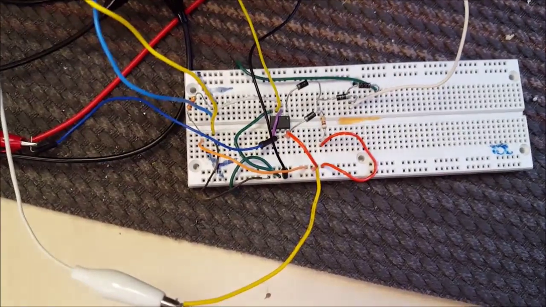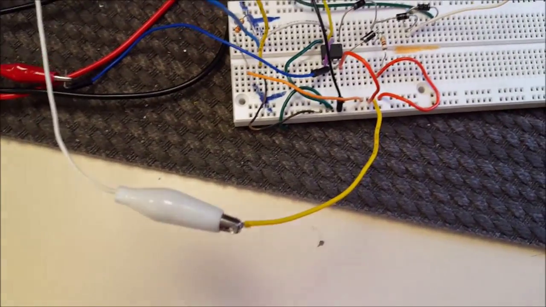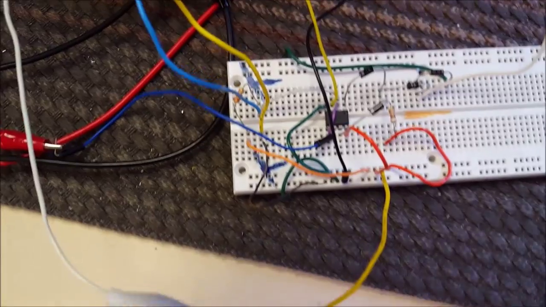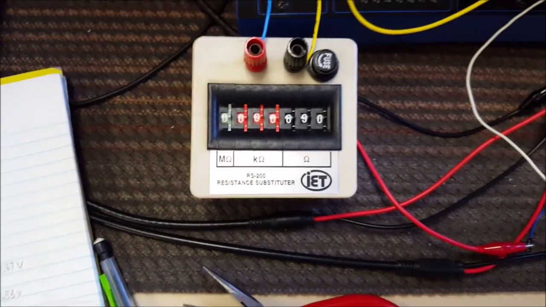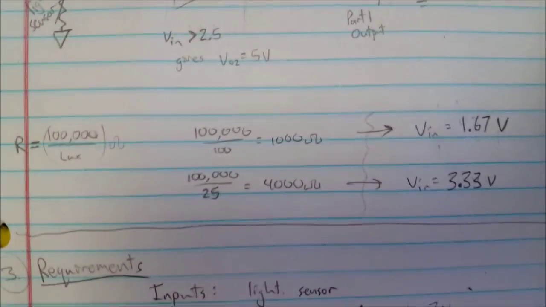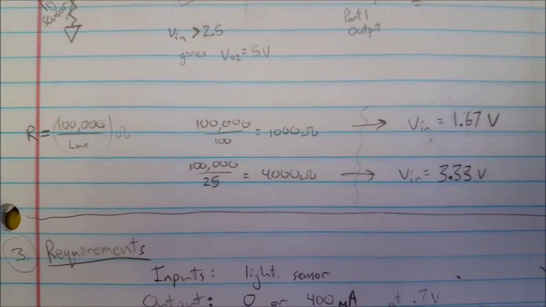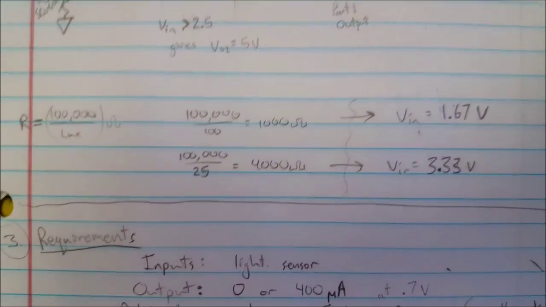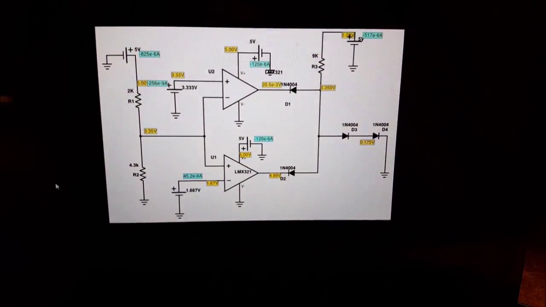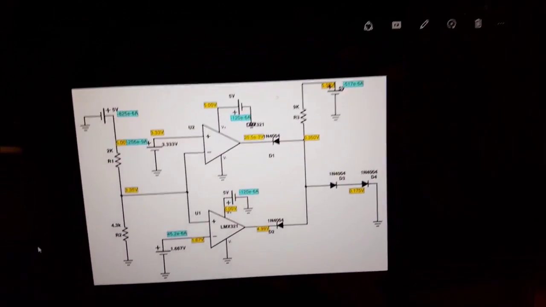Got hooked up to power, and instead of the light sensor, we have a resistance box here. According to these calculations here, let's see if we can get it focused. It should switch at 1K and 4K.